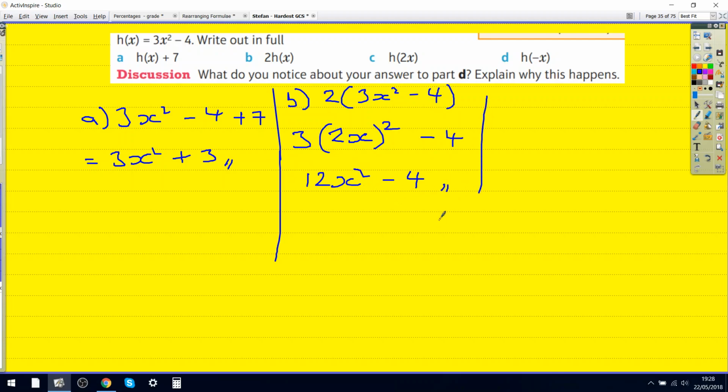So h of minus x. So we replace all the x values with minus x. So that would be the same, I think, there. So that's right. So in a bracket, minus x squared, and yeah, you get the same thing, because a minus squared is the same as a plus squared. Any questions there? Is that one alright? Yeah. Okay.